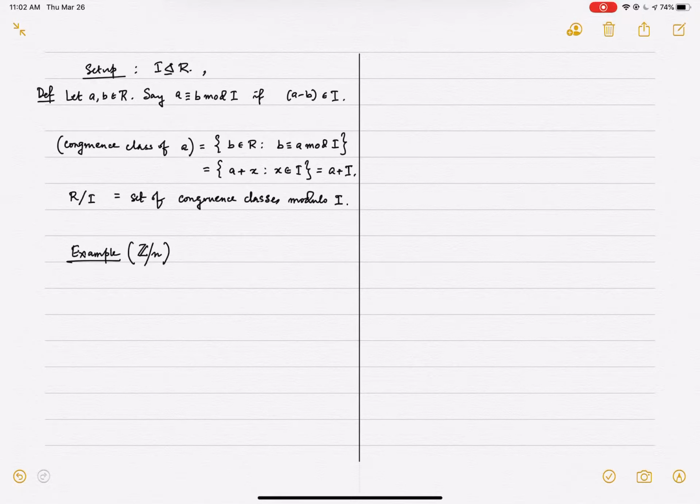All right. So we introduced quite a bit of notation and language, and I want to walk through an example that we have already seen to sort of process all those definitions. So I'll remind you some of the definitions again. So the setup is you have a ring R and an ideal I.